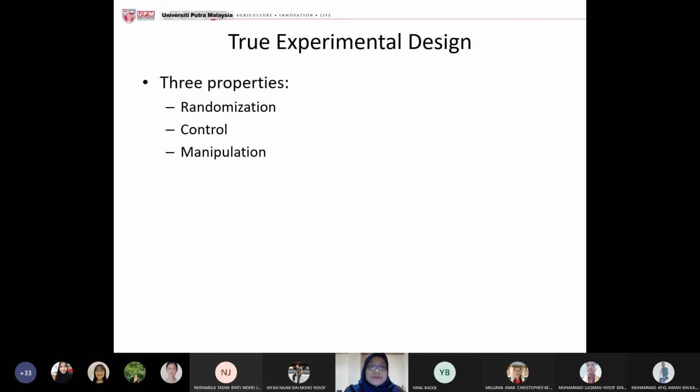In true experimental design, there are three properties, and these three are the core things in experimental design. It has randomization, it has control, it has manipulation. Remember the figure that I shared just now. These three must be present before you can say it's a true experimental design. If one of them is missing, then it becomes quasi. I hope that is clear.